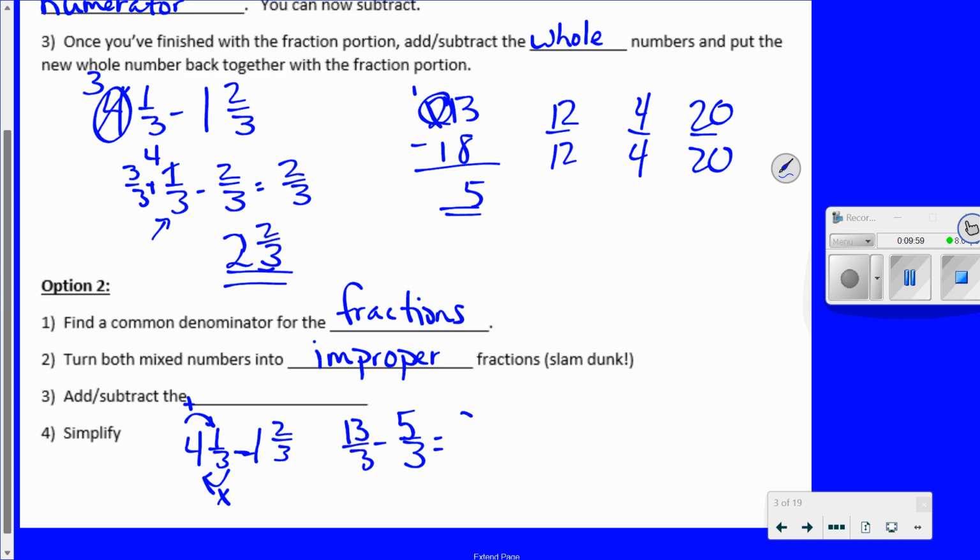13 minus 5 gives me 8. So now I subtract the numerator. Sorry, I forgot to put that part in there. I did it, we just didn't write it. So once I have the improper fractions, I'm just going to add and subtract the numerators. But now we need to simplify. Notice we didn't have that in the other one, right? Because it actually came out in simple form.